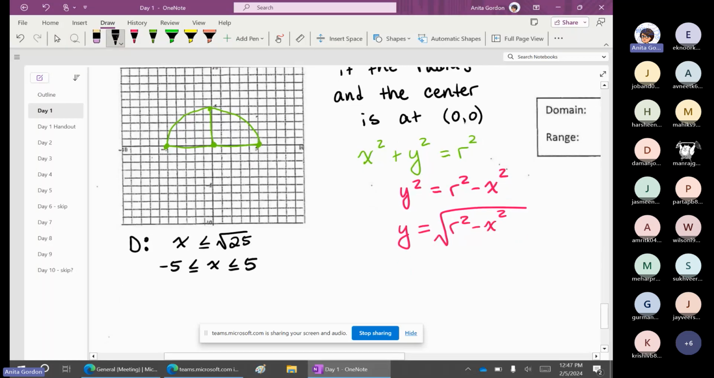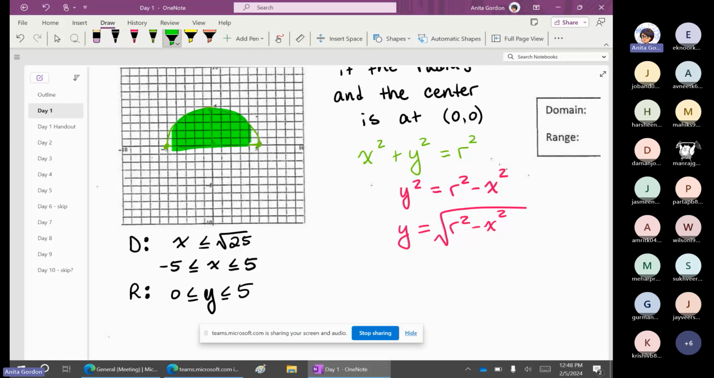And then what is our range? What would the range be? What's the restriction? Yes. More than 0, less than 5. Yes. Because it's just this semicircle here.